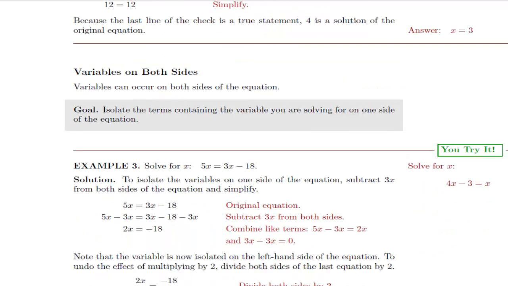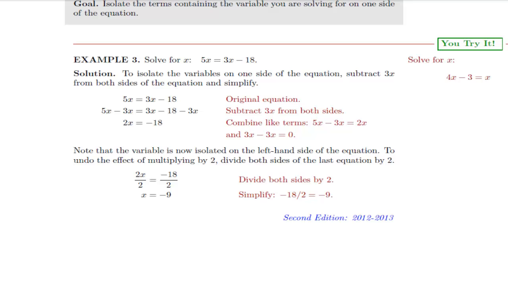Variables on both sides. Variables can occur on both sides of the equation. Goal: isolate the terms containing the variable you are solving for on one side of the equation. Example 3. Solve for x in the equation 5x equals 3x minus 18. Solution: to isolate the variables on one side of the equation, subtract 3x from both sides of the equation, and simplify. Subtracting 3x on both sides, we get 5x minus 3x equals 3x minus 18 minus 3x.